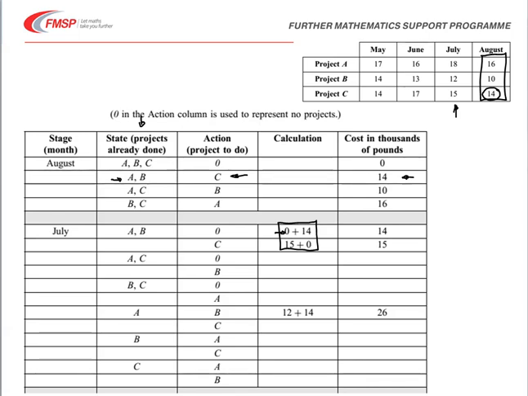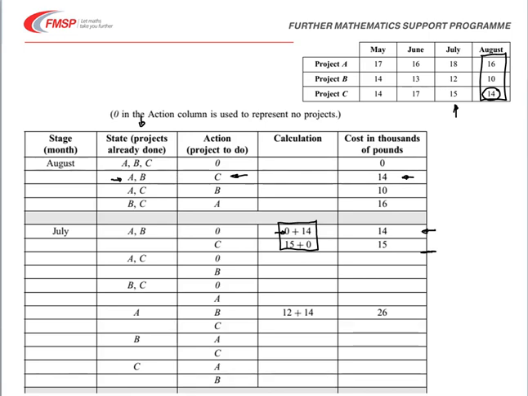Right, so let's look at what happens then. So if we've done A and C, before we go on, let's look at that. We've completed that part there, and so we want to look at the smallest cost there, which is 14. That will come in handy when we go on to the next stage of looking at June.